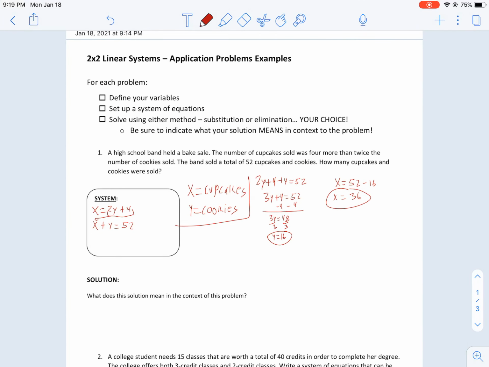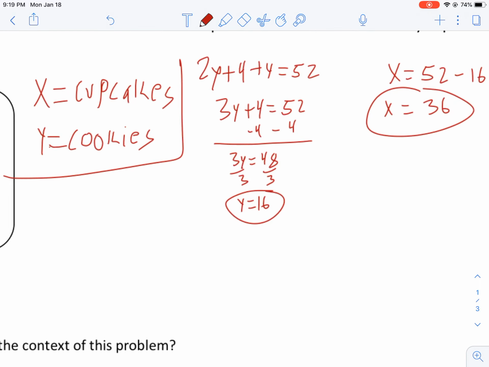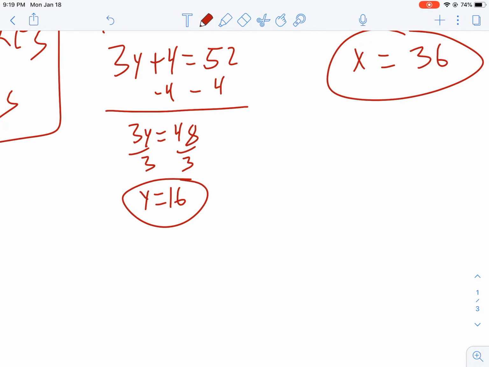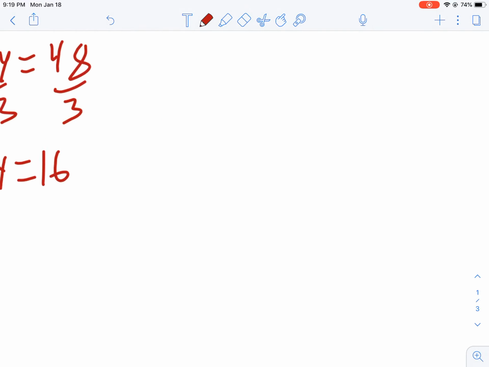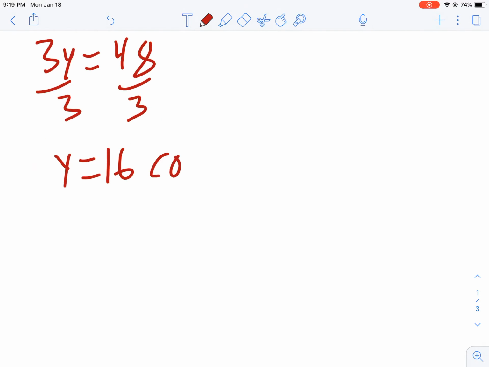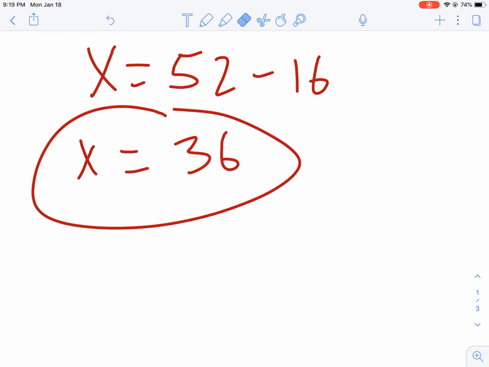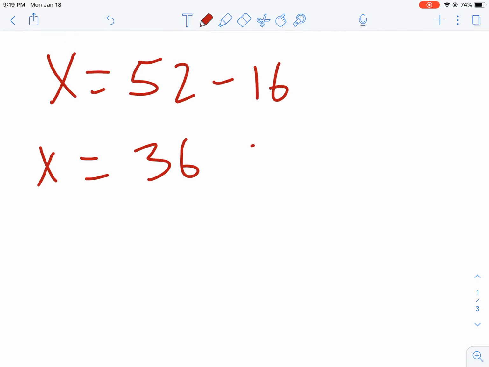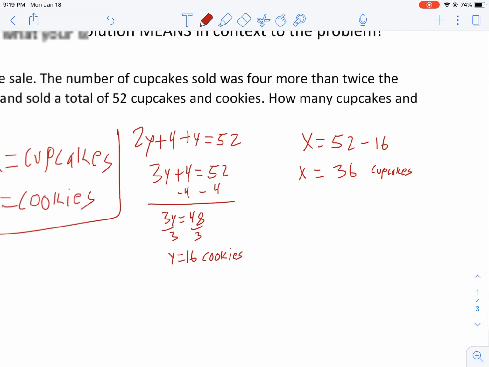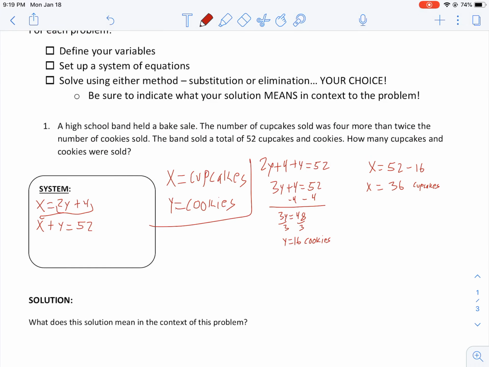Now it says, be sure to indicate what your solution means in the context of this problem. So you want to say somewhere what this is. y is cookies, so y equals 16 cookies and x equals 36 cupcakes. It's good to know what you're talking about and what your solution actually means. So that's how you did this one.